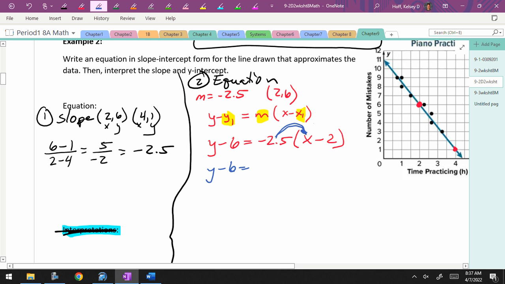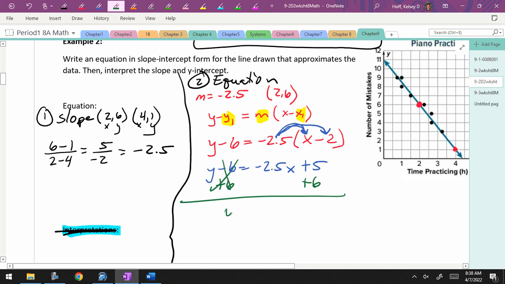Negative 2.5 times x is negative 2.5x. Now be careful on this one. Negative 2.5 times negative 2. Positive 5. Is she right? A negative times a negative? Nicely done. What's my next step? Add 6 to the other side. These cancel. Y equals negative 2.5x plus 11.